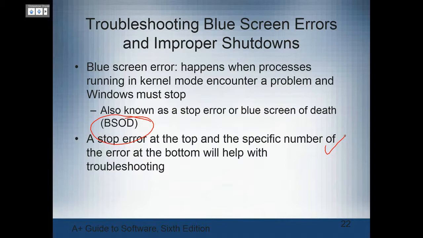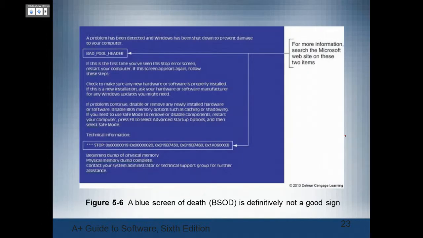You may want it to reboot on the first error, and usually you can configure what to do on the first error, second error, third error. First error, you may want it to reboot. Second error, you want it to stop. So you can get the problem number. Bad pool header, and this is going to give you a lot of information. Typically it says, did you just install anything? If you did, take it out.